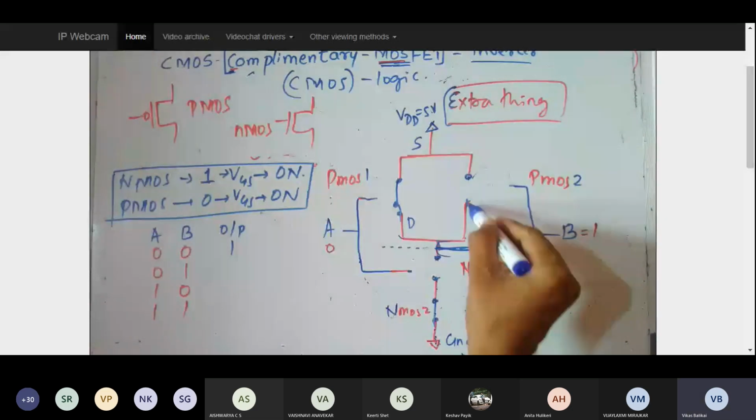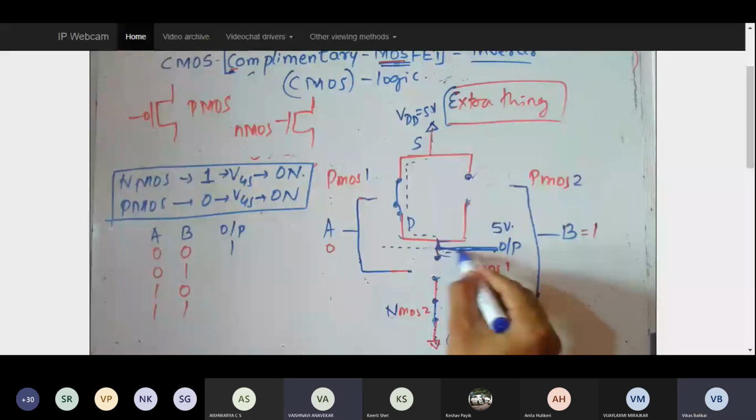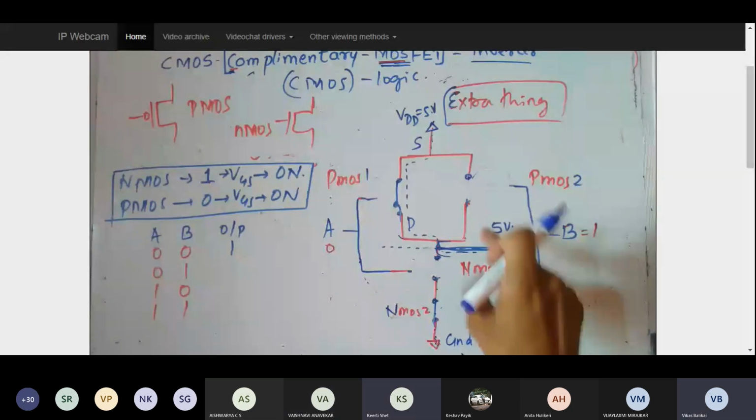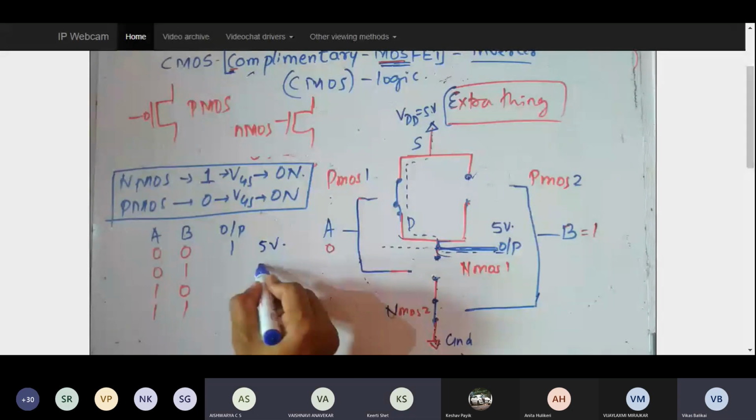But look over here, PMOS 1. Can I get the output like this? Yes or no? Yes, sir. What will be the output now? 5 volt. 5 volts means Logic 1. So for 0 1 combination also I am getting output as 1. Let us try to give 1 0. So A is 1, B is 0.